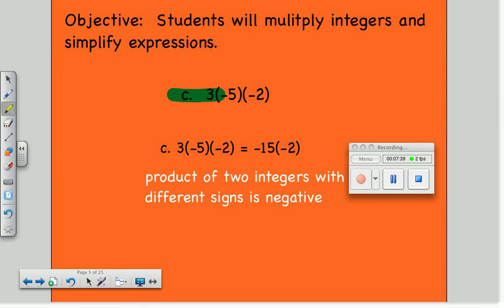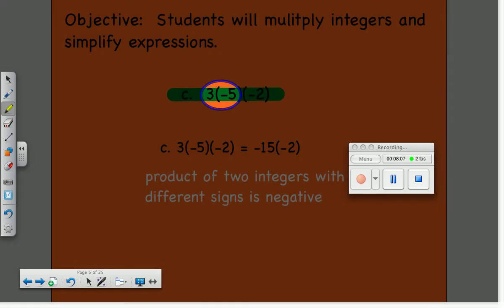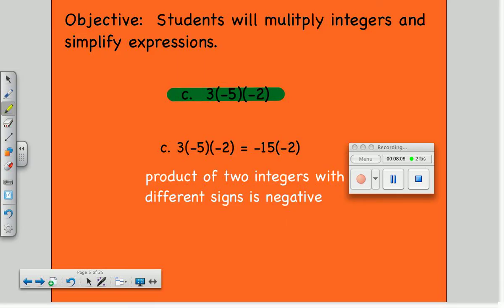And C, 3 times negative 5 times negative 2. For this one, let's just take one at a time. Don't try to multiply all three of them. Let's just focus on the first two. Just those two. A positive times a negative. Love to hate. Love to hate, that's bad. That should be negative. And what's 3 times 5? 15. So we should get negative 15. So here's our negative 15.